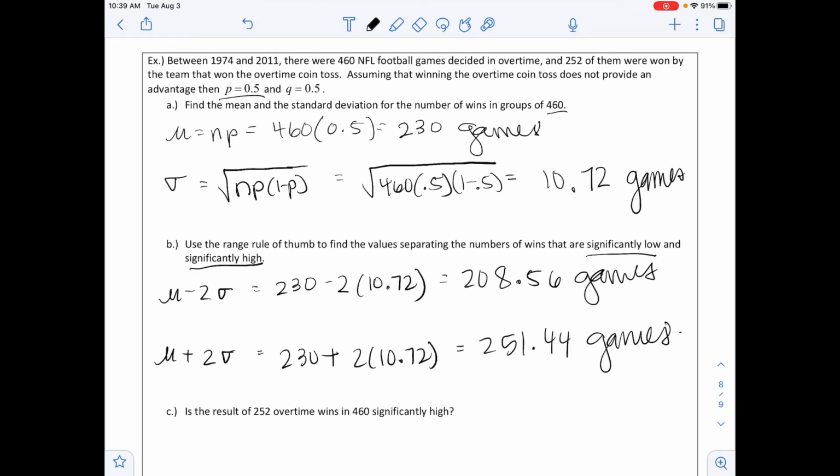So these are the cutoffs. So pretty much anything that is 208.56 games or less is considered significantly low. And so I'll put significantly low over here. And then significantly high is going to be 251.44 games or higher.